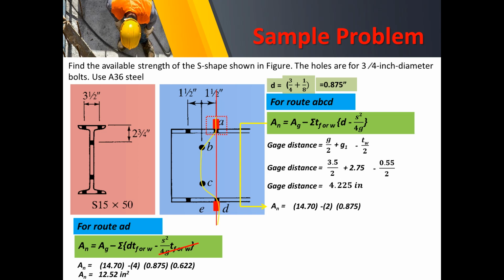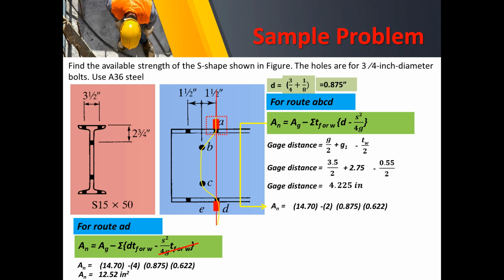0.875 is actually the bolt diameter times the thickness of the flange. Again, this is flange thickness because we are on point A. Point A is within the flange. Hence, we use the flange thickness.